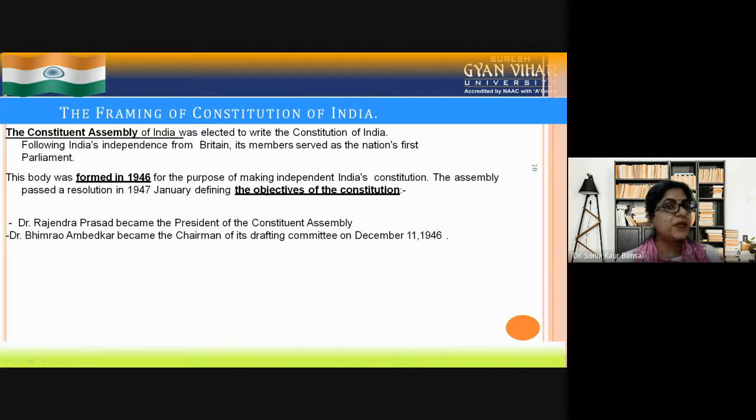by members of provincial assemblies. Students, the 389 member assembly was reduced later on to 299 after the partition of India. And these 299 people took almost 3 years to draft the constitution, holding 11 sessions over a 165-day period. So this time was taken.